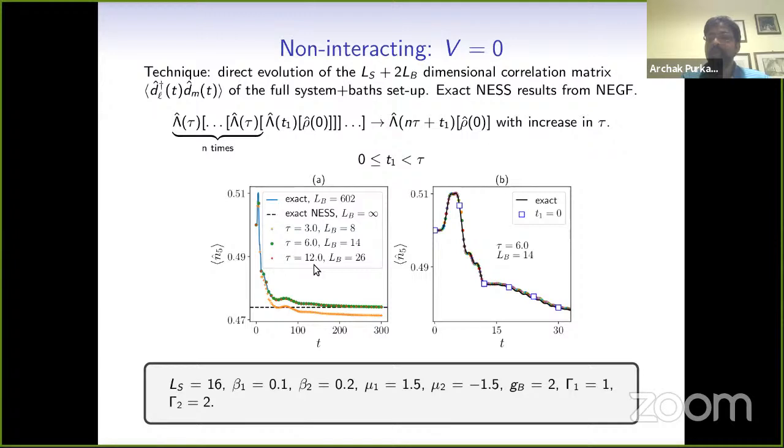If you increase tau to 12, it again falls on top of this continuous line, and tau equals 6 and tau equals 12 also fall on top of each other. So even if you did not have the continuous line, you would still know that we have converged, because tau equals 6 and tau equals 12 would have fallen on top of each other.